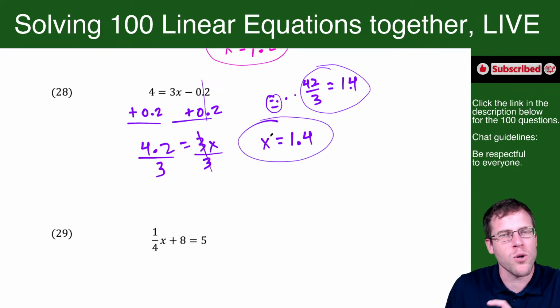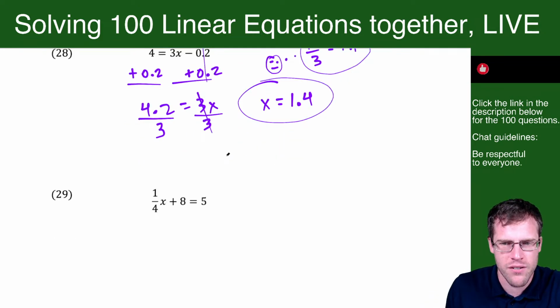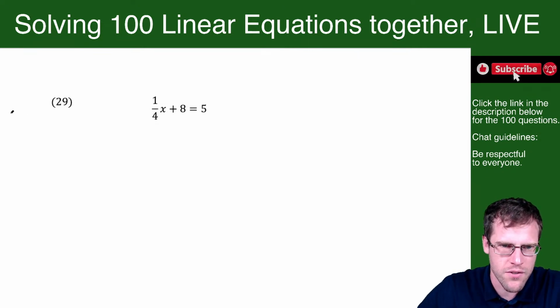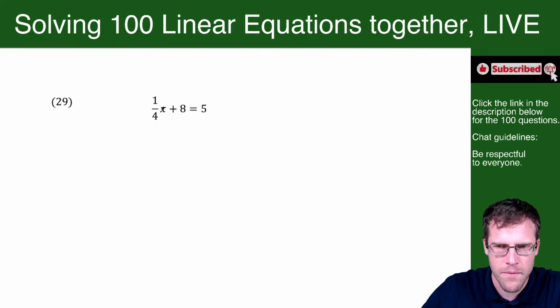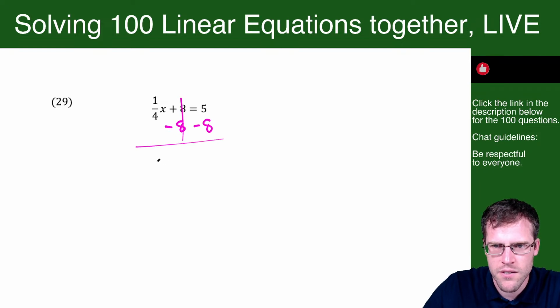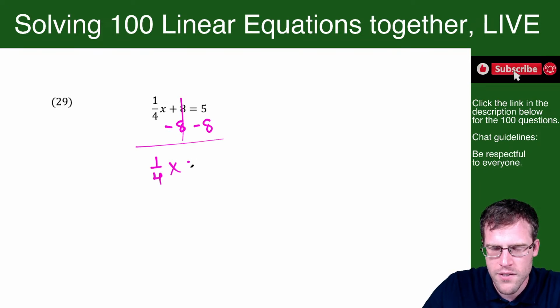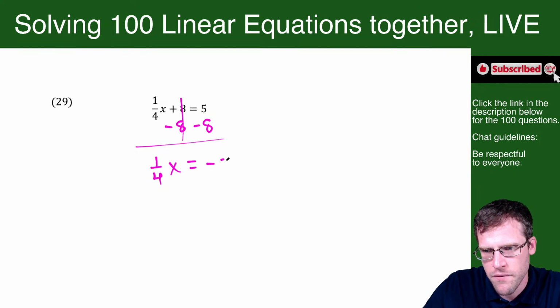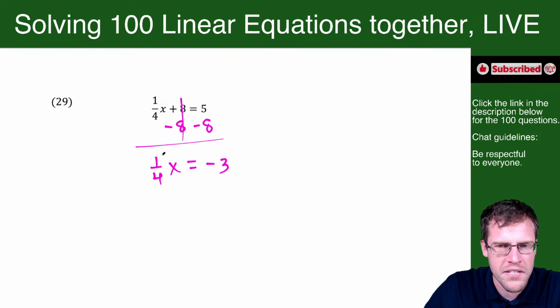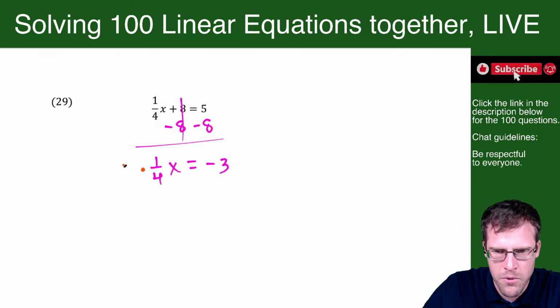All right, so two-step equations, but now with decimals and fractions. Fractions tend to upset people. Minus 8 on both sides, so this starts nicely. Now we have 1/4 x equals 5 minus 8, which is negative 3. To get rid of that 1/4, there are a few ways to do it, but we could just multiply both sides by 4.